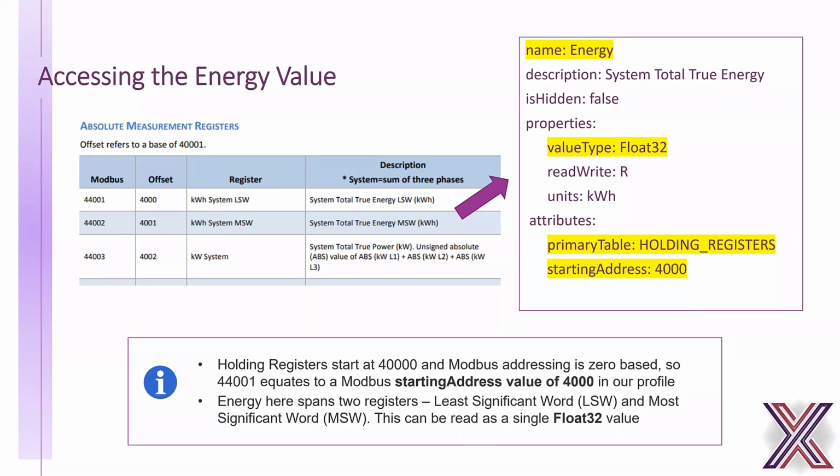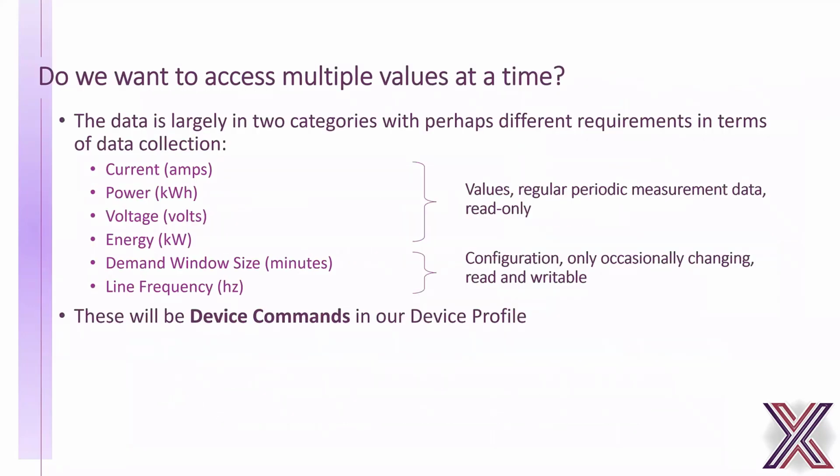Okay, so the next step is to consider whether we want to access multiple values at the same time. Now, in our case, the data is largely in 2 categories with perhaps different requirements in terms of the data collection. So we've got the current, the power, the voltage, and the energy. These are clearly regular periodic measurement data that we'd like to collect.